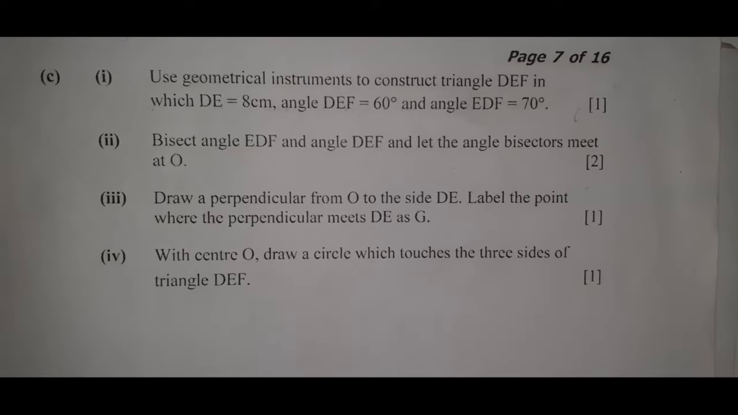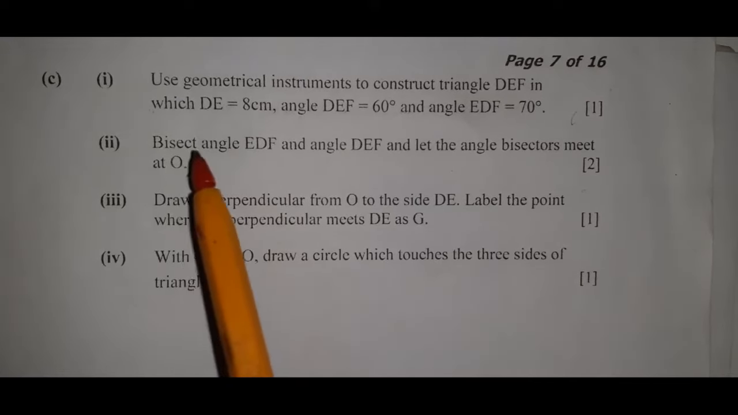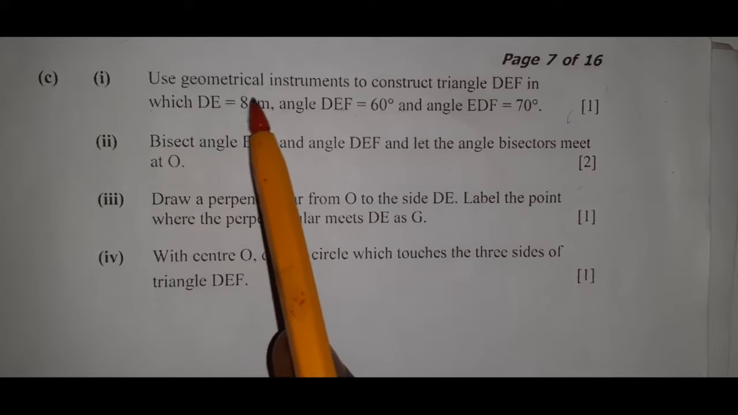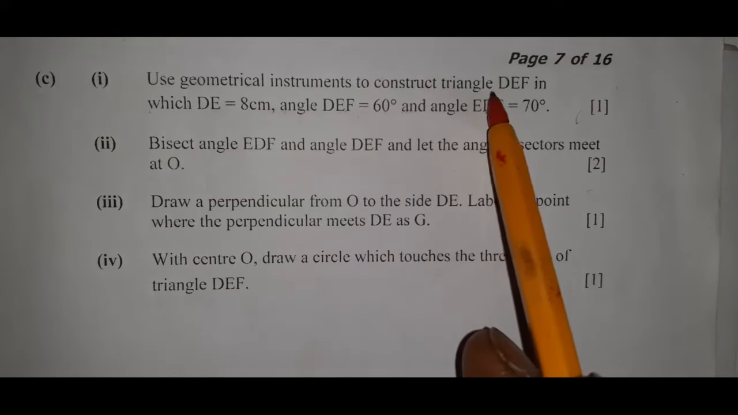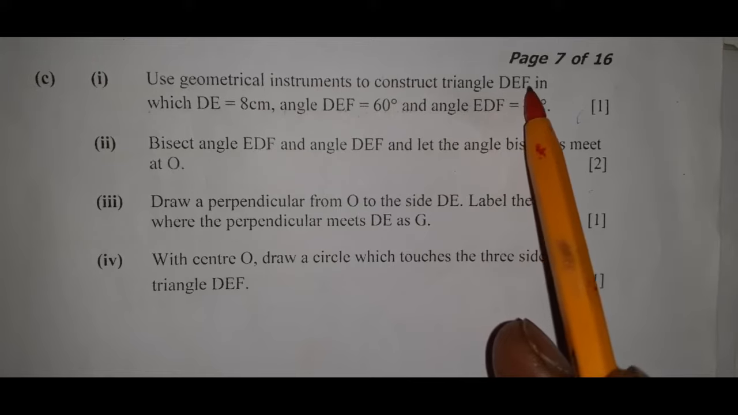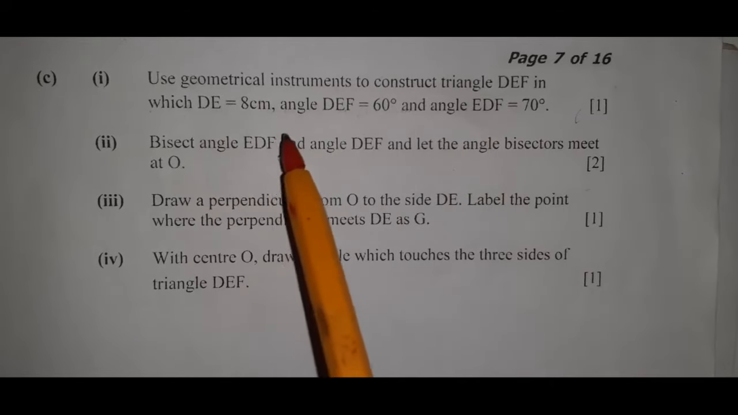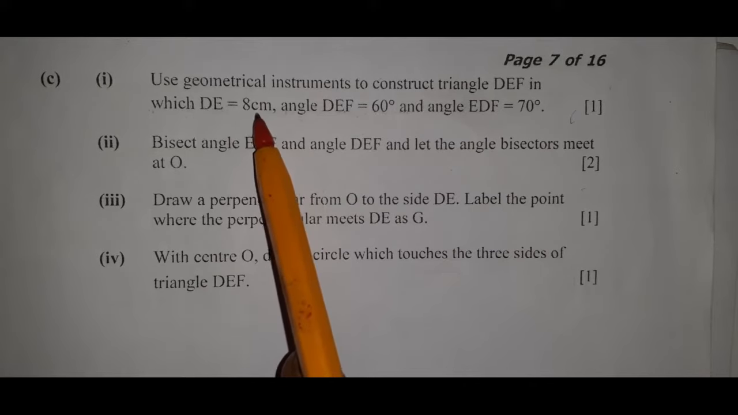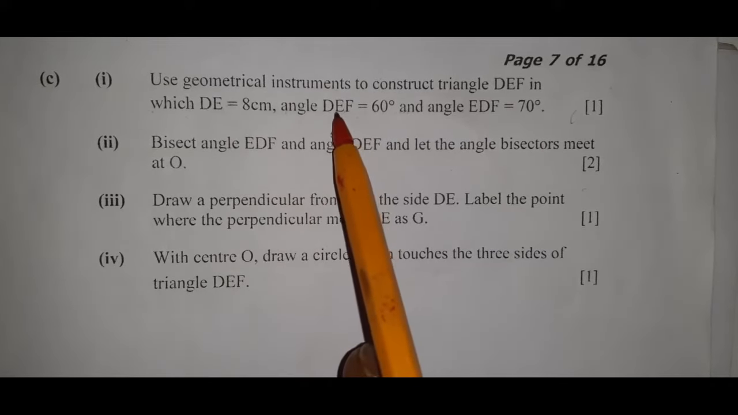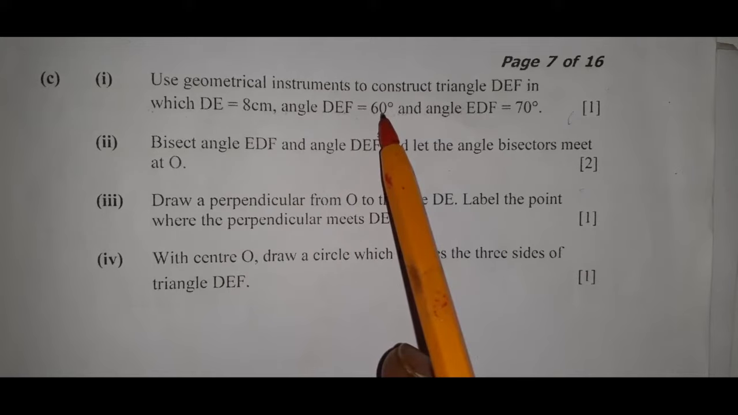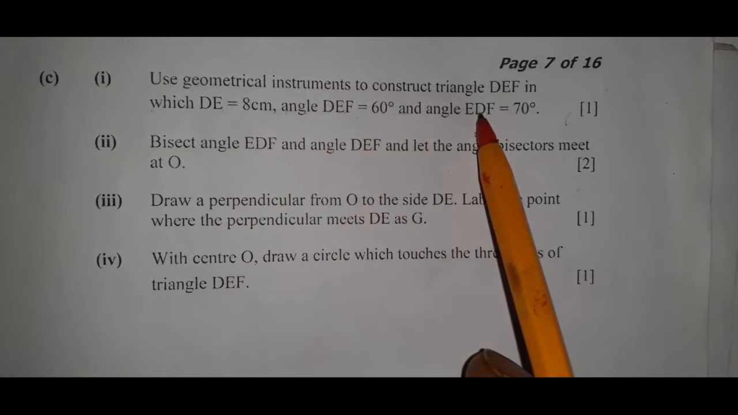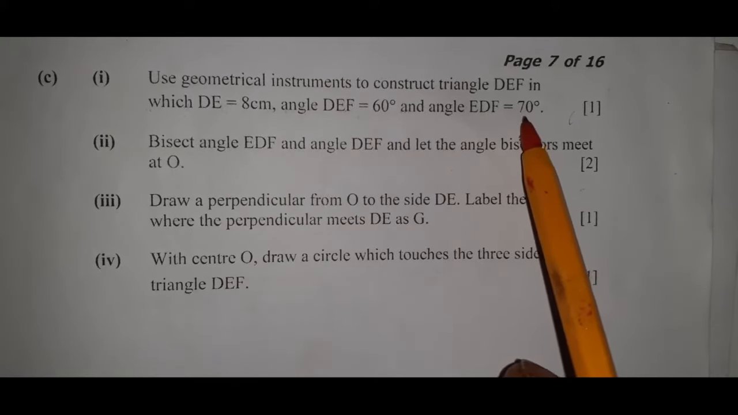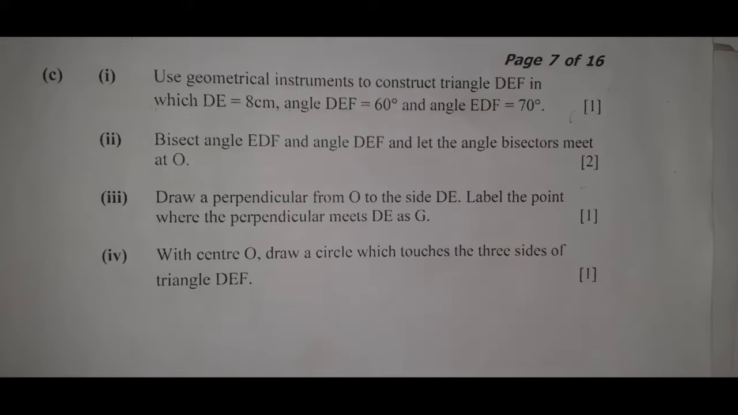So we are coming to C. Use geometric instruments to construct triangle DEF, in which DE is 8 centimeters. The angle at E is 60 degrees. The angle at D is 70 degrees.